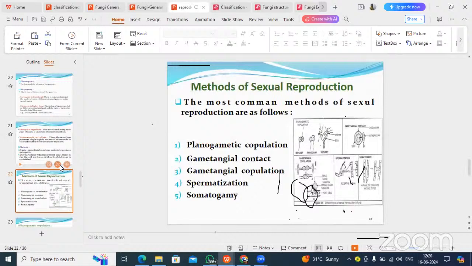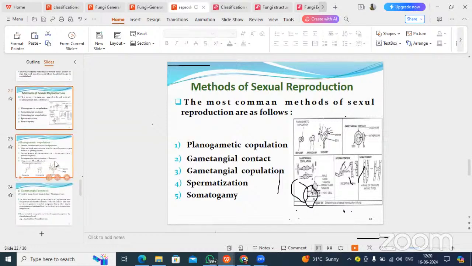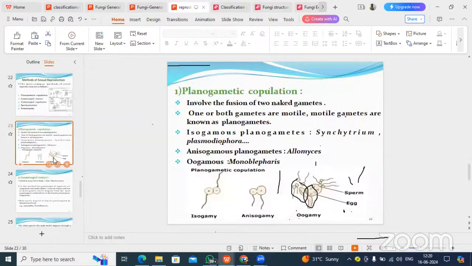You see, these are the 5 types of sexual reproduction which occur in fungi: planogametic copulation, gametangial contact, gametangial copulation, spermatization, and somatogamy. The first one is planogametic copulation. That means motile spores of two opposite strains combine. If two equal size spores are fusing, that is isogamy. If two unequal size spores fuse, one larger and one smaller, that is anisogamy.